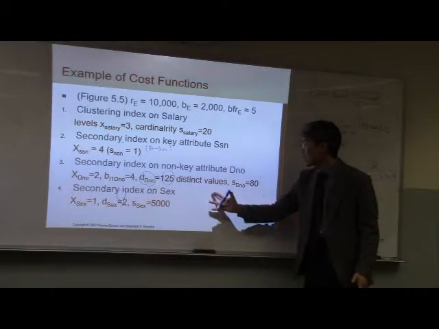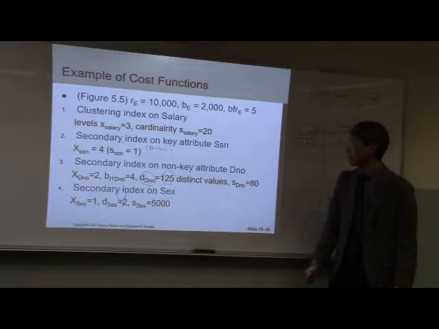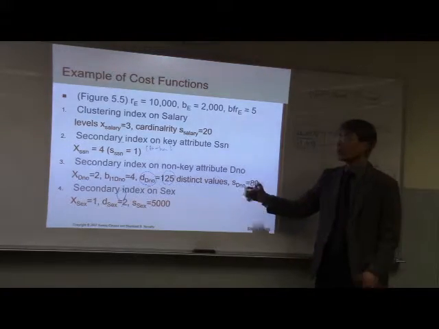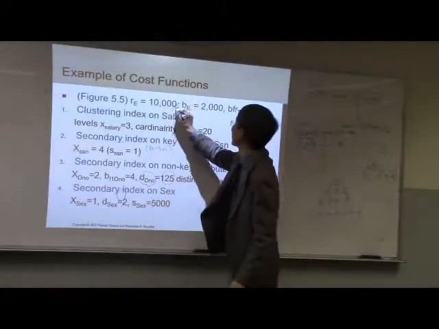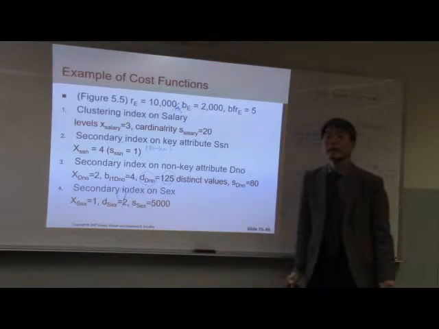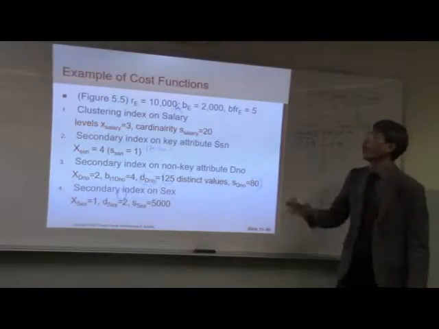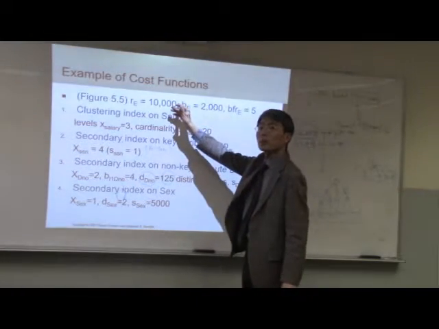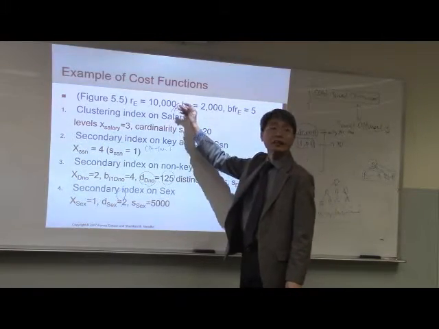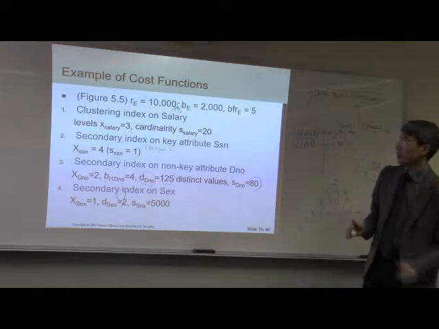Then, what is the selectivity using DNO? It's 120. You can divide by this one. Then, on average, how many employees per department? It's 80. Okay, that is the selectivity.